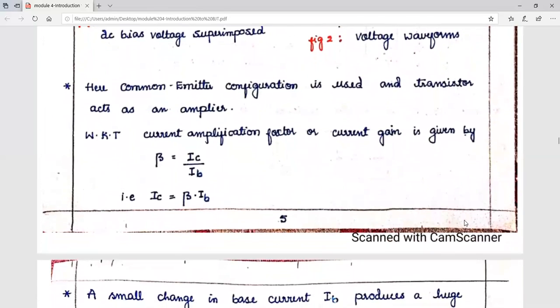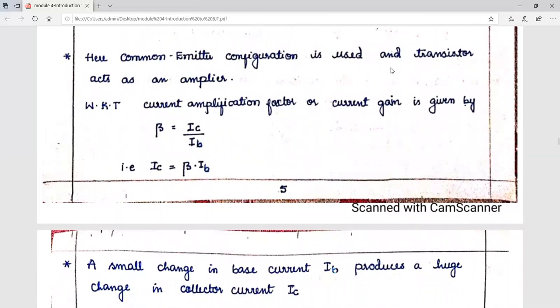Now we know that the common emitter configuration is used, and the transistor will operate as an amplifier, right? And we also know that the current amplification factor, or the current gain, for the common emitter configuration is given by beta, which is equal to IC by IB. And if I rearrange the equation, we can see IC is equal to beta into IB, right? So if there is any small change in IB, you can see that there is a large change at the output current IC. So a small change in the base current IB produces a huge change in the collector current IC, because IC is equal to beta times IB.